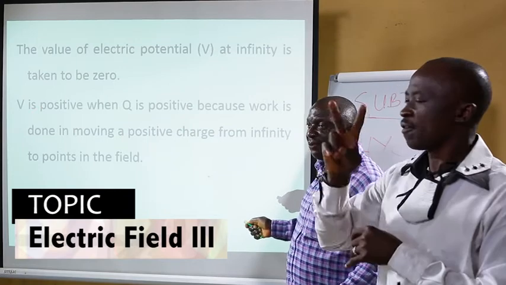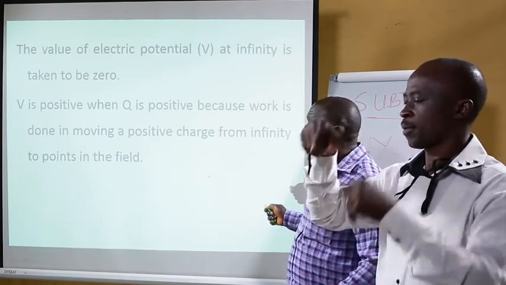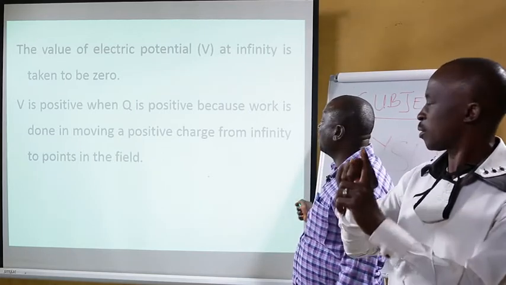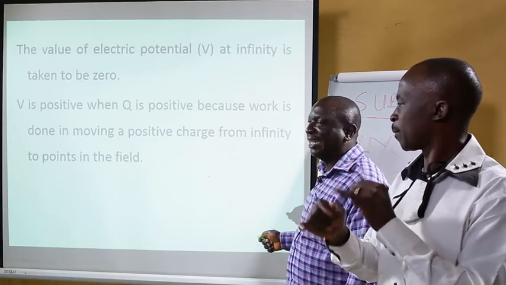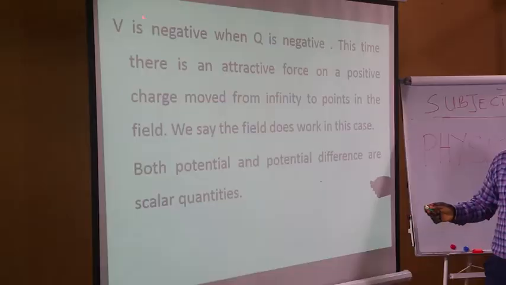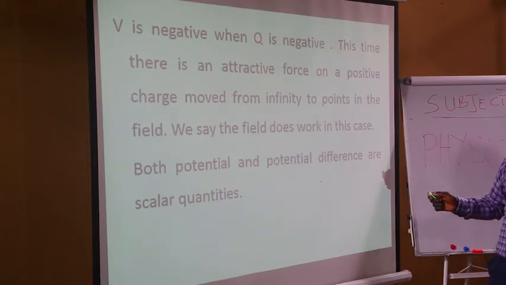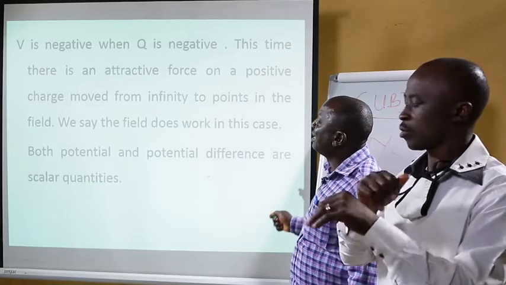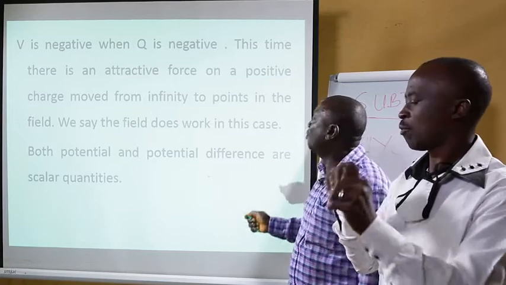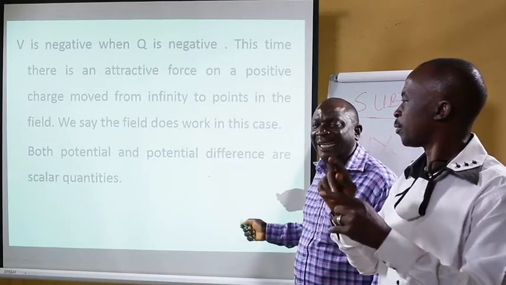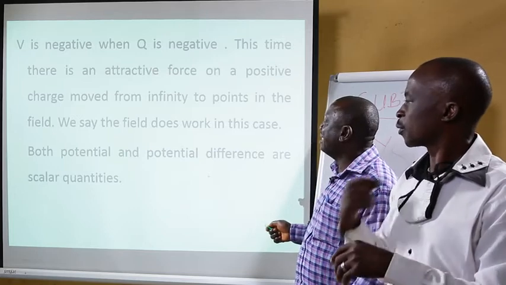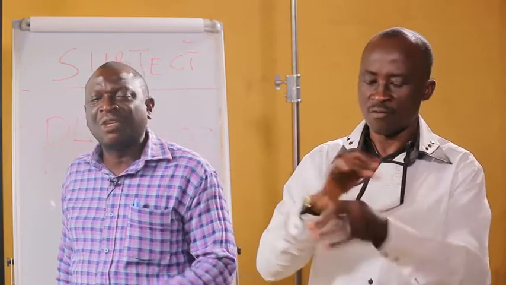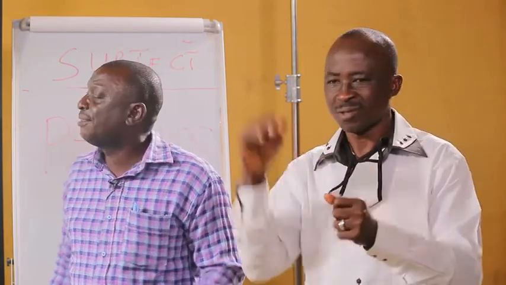Now, V is positive when capital Q is positive. Why? Because work is done in moving a positive charge from infinity to points in the field. And V is negative when capital Q is negative. This time there is an attractive force on a positive charge moved from infinity to points in the field. We say in this case that the field does work. In this case, it is the field that is doing the work, not an external agent.